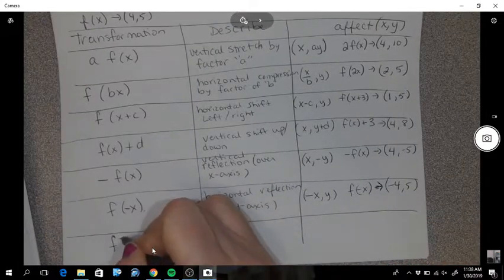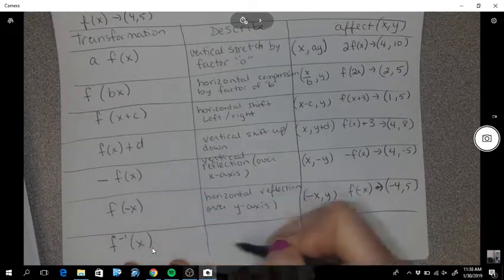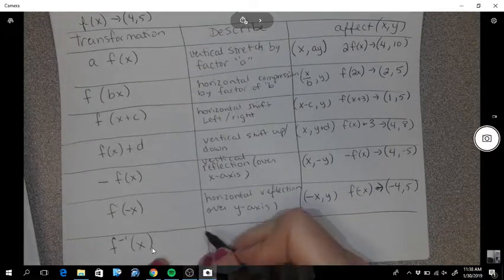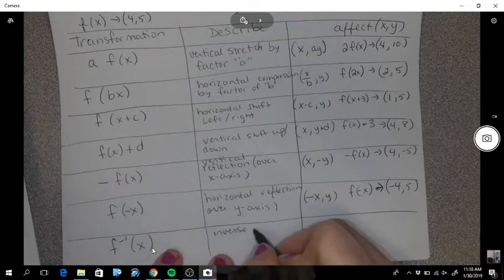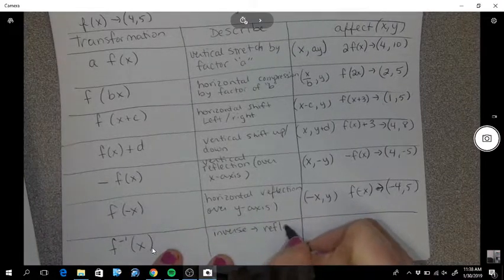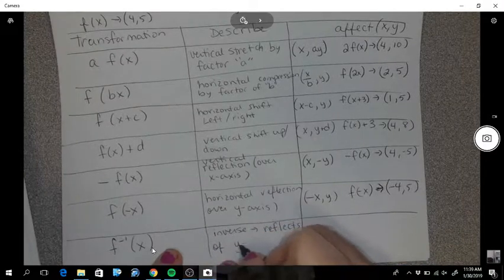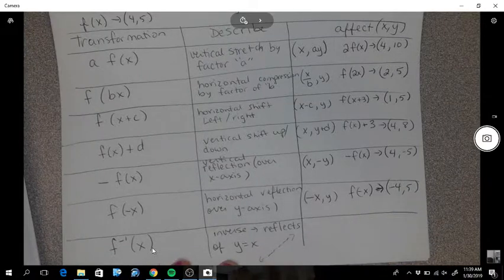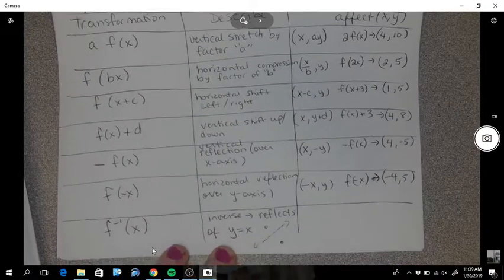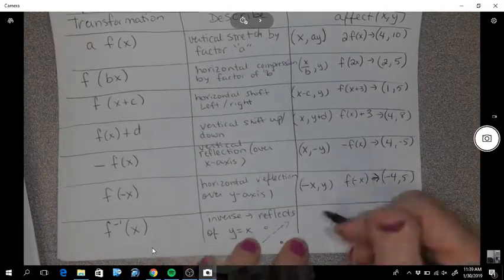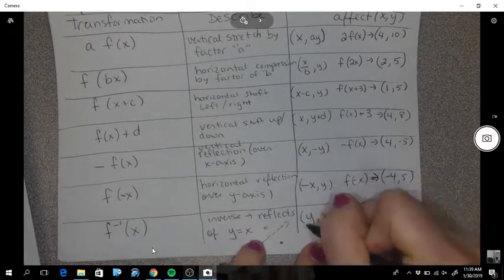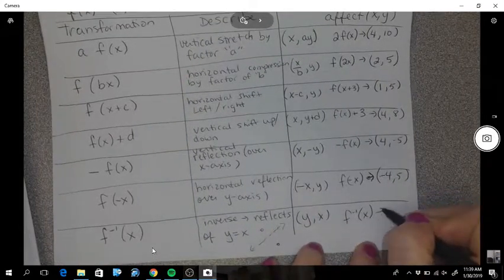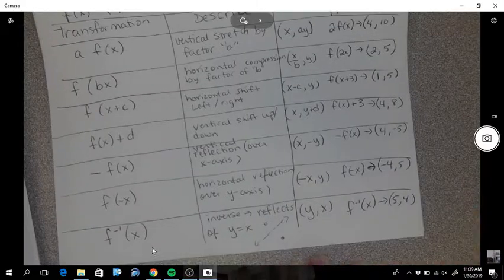Okay, what if we have f of -1 of x? So this is called an inverse function. And what happens is it reflects over the line y equals x. So that diagonal line. Okay, so that would be a reflection. And what happens is that the x and the y change. So in our case, our new point would be 5, 4.